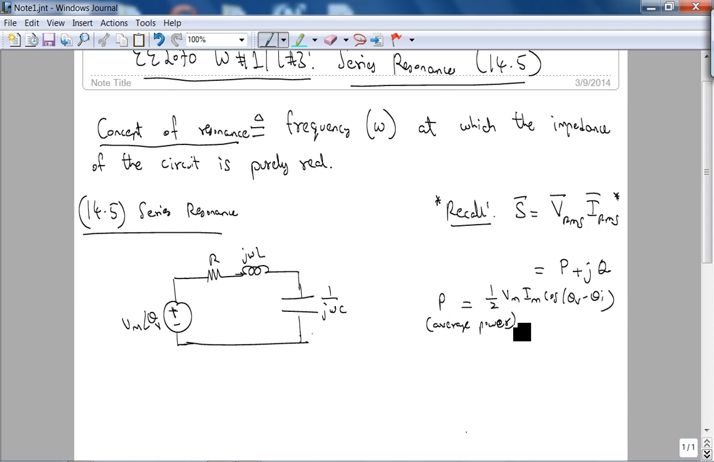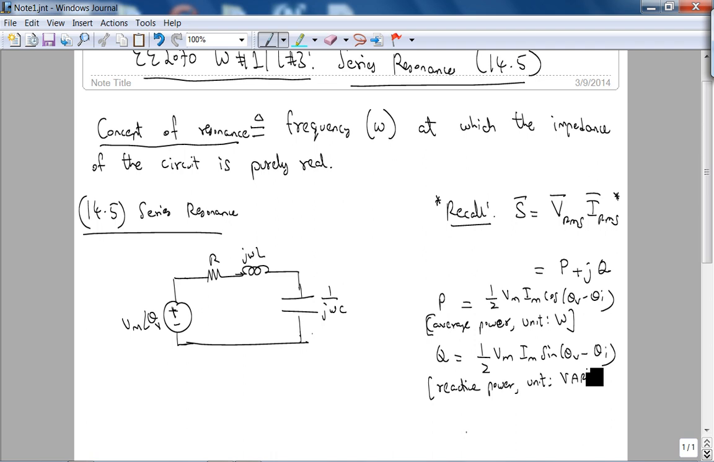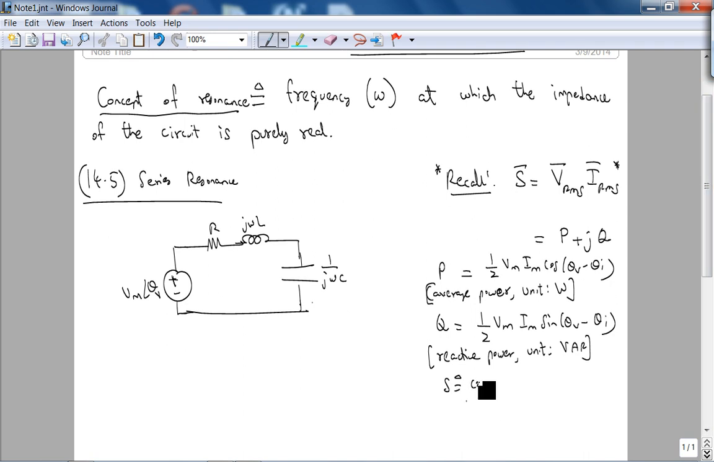P is the average power, 1 half V max I max cosine of theta V minus theta I, and the unit of average power is watts. Okay, and Q, which is 1 half V max I max sine of theta V minus theta I, is the reactive power, and the unit is volt amps reactive. S is defined as complex power with the unit of volt amps, okay. And the power factor is cosine of theta V minus theta I.